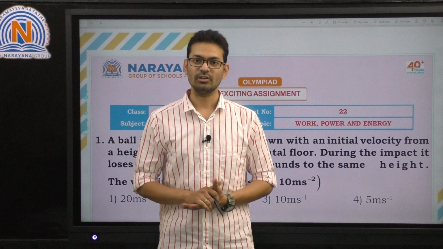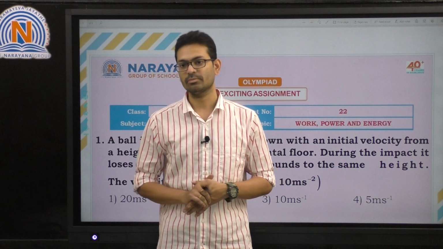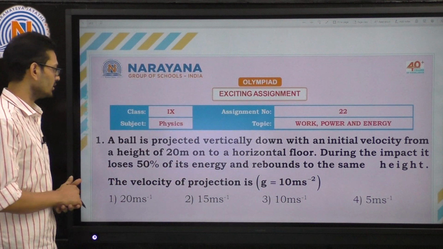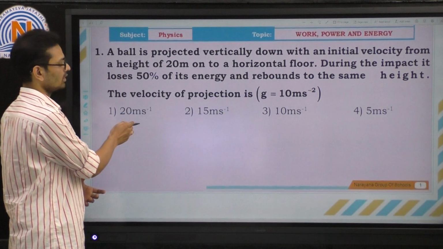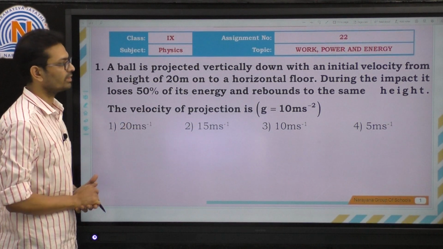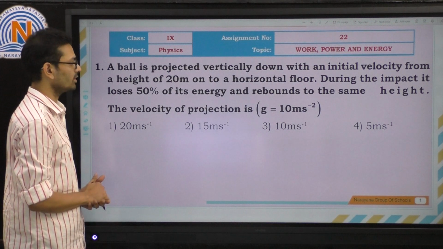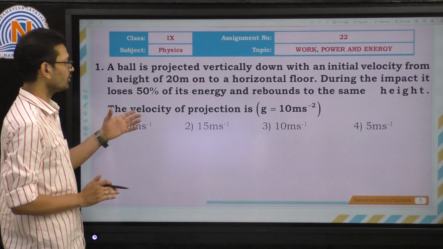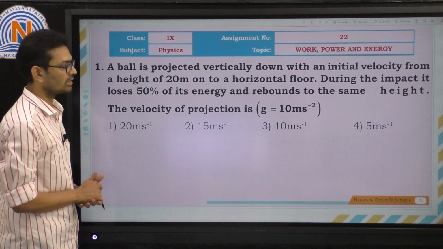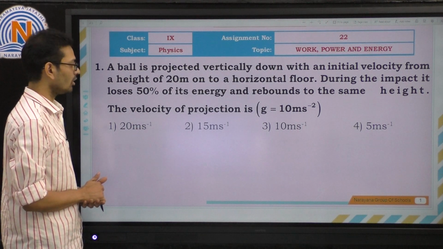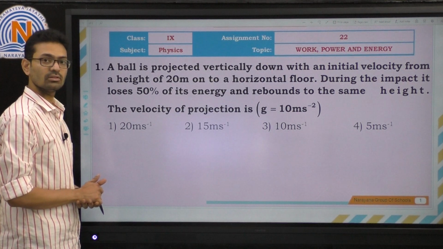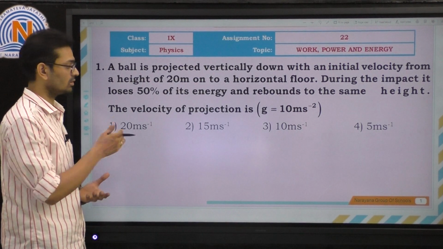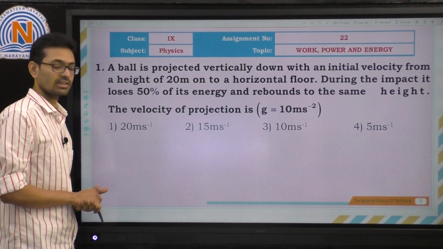Today I am in front of you all to discuss assignment number 22, work, power, energy. In this assignment, the first question given to you all is: a ball is projected vertically down with an initial velocity from a height of 20 meters on a horizontal floor. During the impact, it loses 50% of its energy and rebounds to the same height. The velocity of projection is... Take g equal to 10 meter per second square.